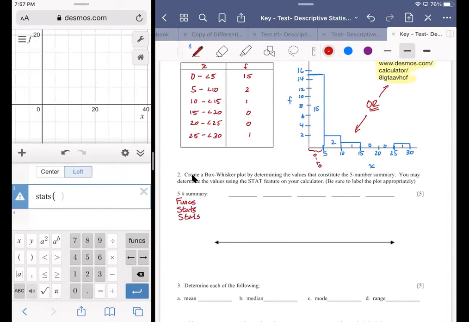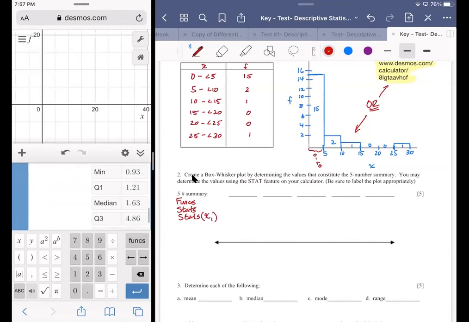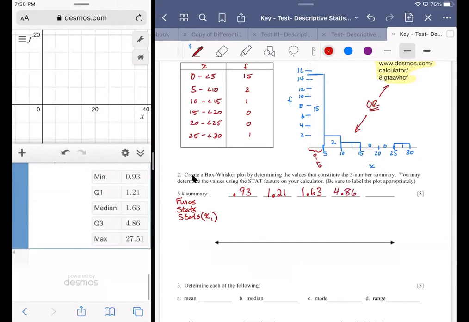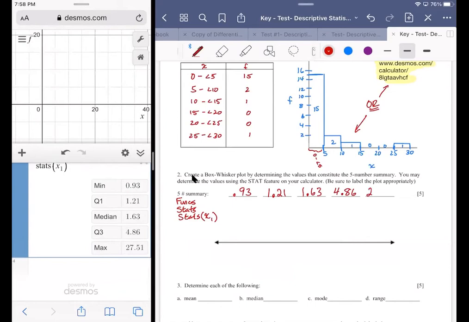All right. You still got to tell Desmos where to find the data. So you tell it it's in X1. And what it'll do is it'll produce the 5-number summary for you. So 0.93, 1.21, 1.63, 4.86, and then 27.51.